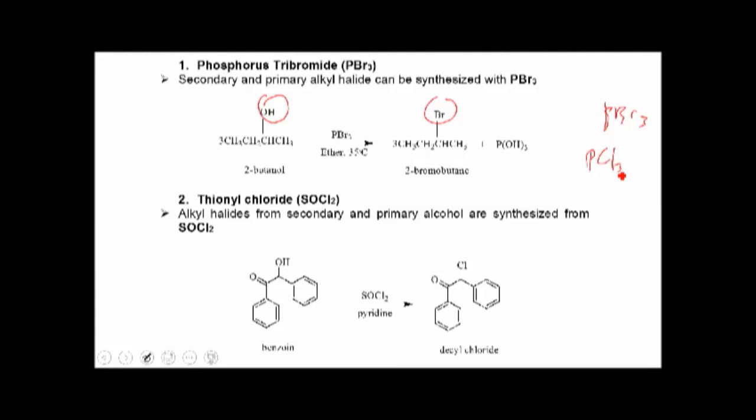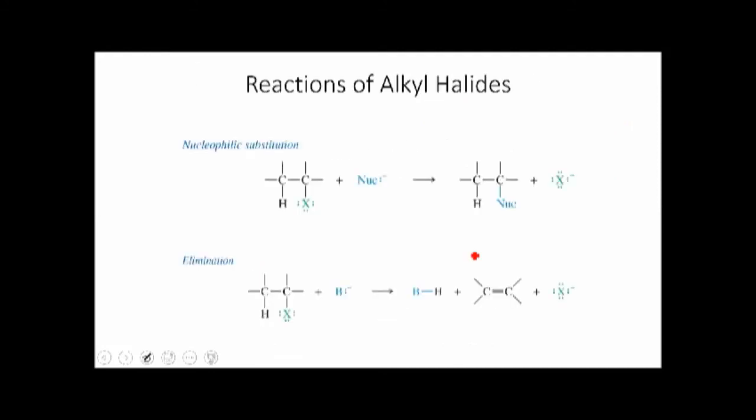You might want to use SOCl2 as well, thionyl chloride. It will function the same. It's just replacing the OH with Cl. That's the best way to understand this. So these are the reactions that we have. Two types of reaction actually. It is called nucleophilic substitution and elimination. This is where the mechanism of alkyl halide takes place.